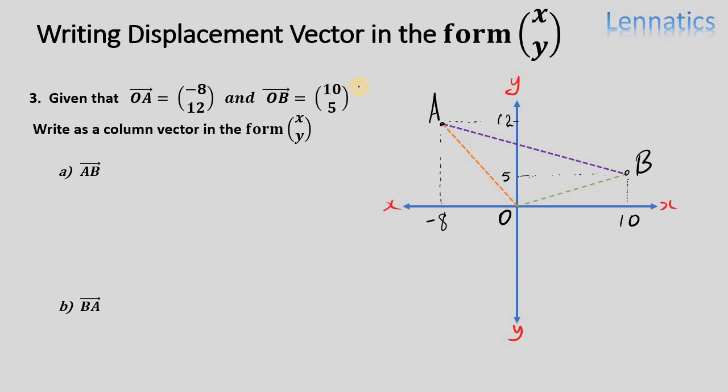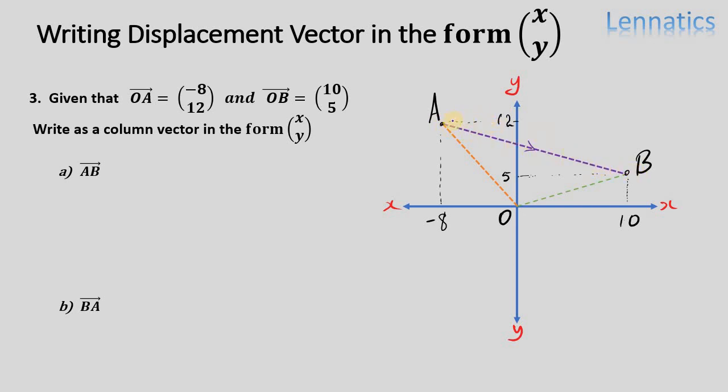Alright, so we write a displacement vector in column vector form, x y. We are given the position vectors OA and OB, and we want to write as a column vector the displacement vector AB. So we want to get from point A to point B, along this line. This vector is what we have here, vector AB. In other words, we want to find the components of vector AB.